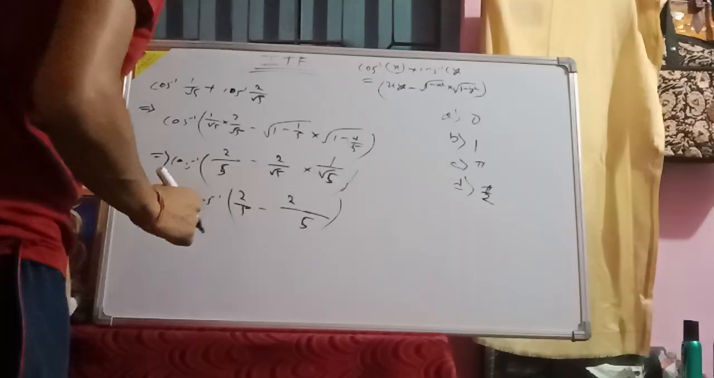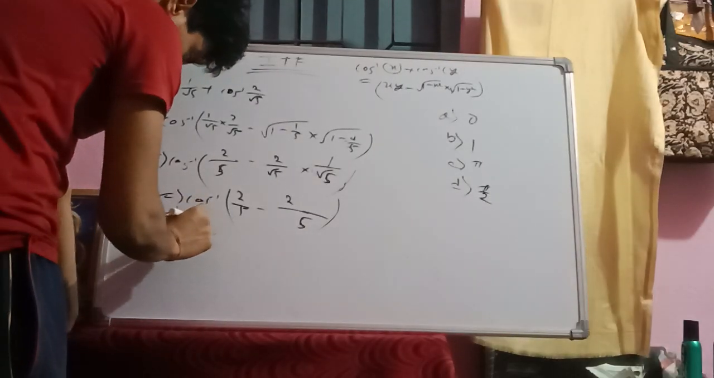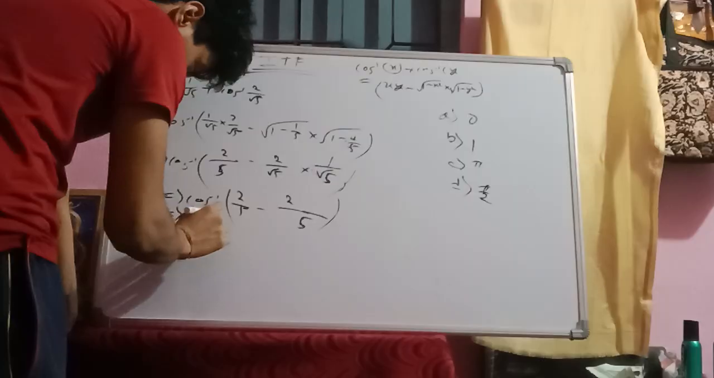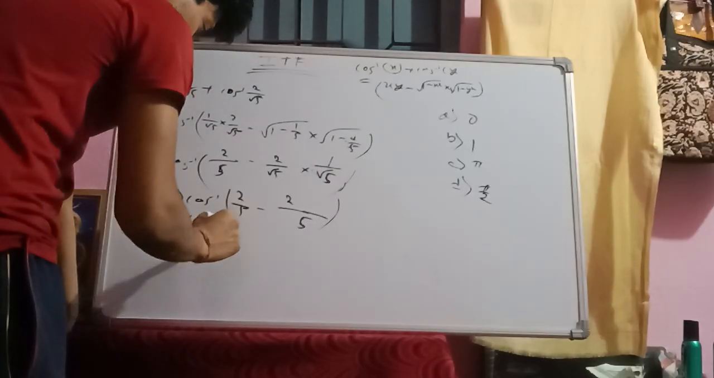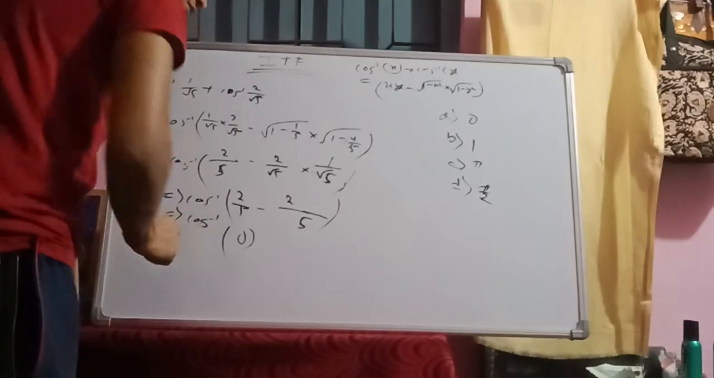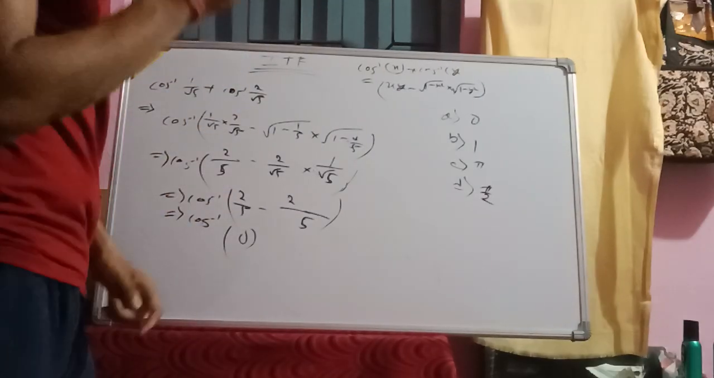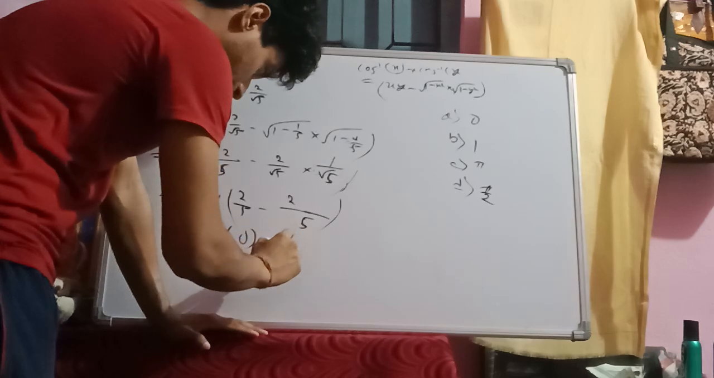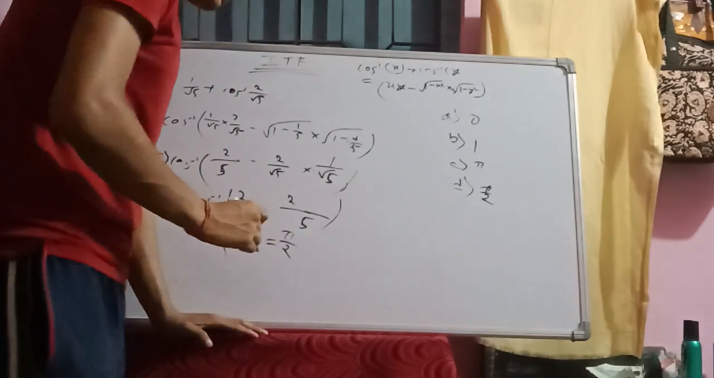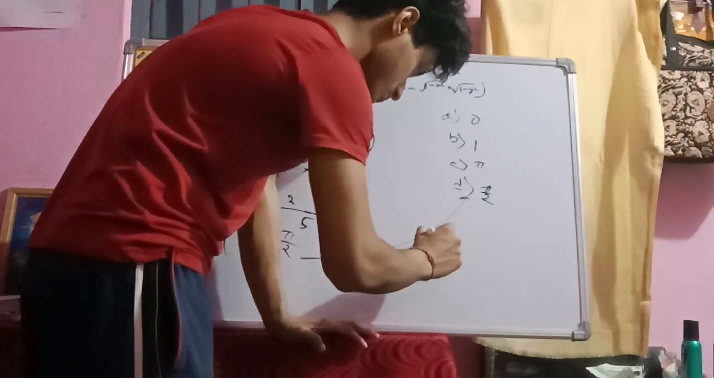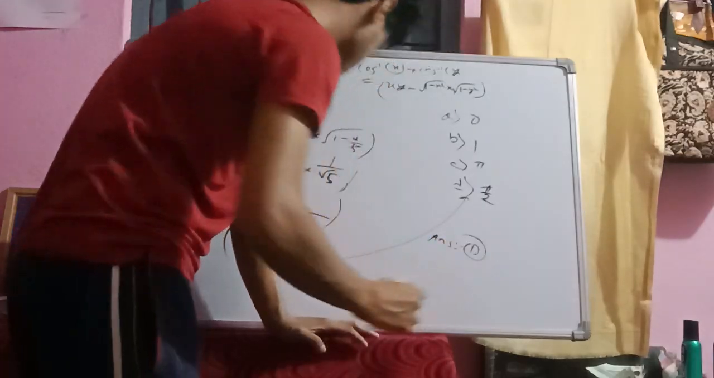So instead of the cos inverse function, I have 2 over 5 minus 2 over 5, that becomes 0, and cos inverse of 0 in the range of the principal values is pi over 2 radians. So the answer is option D.